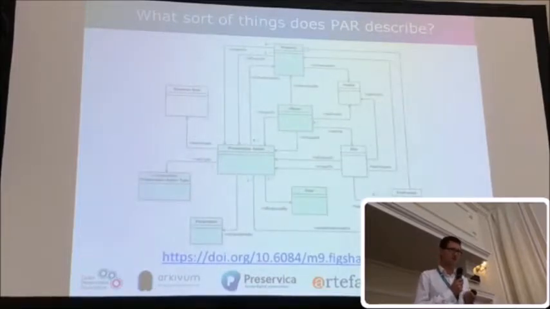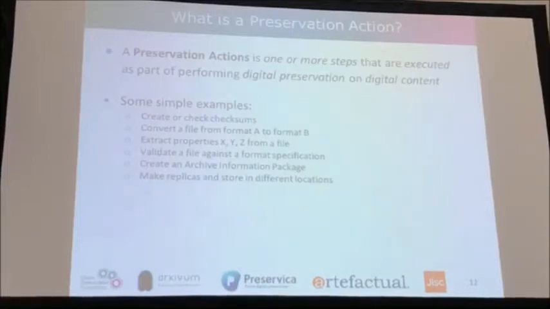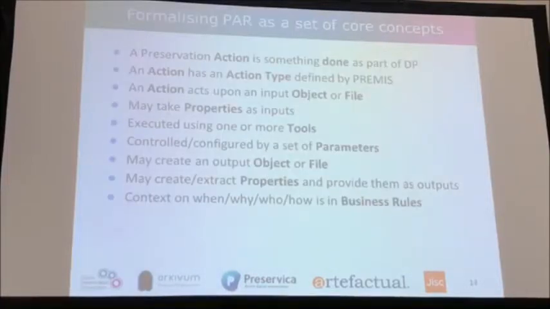So what can you really describe in PAR? If you want a more formal model, then you can go and look at our iPres paper. But in practice, it's a simple set of concepts. So you have a preservation action, which is something you do. An action has a type, and we use PREMIS for the types. So it might be fixity checking or migration or characterization. An action is something you do on an input digital object or file.